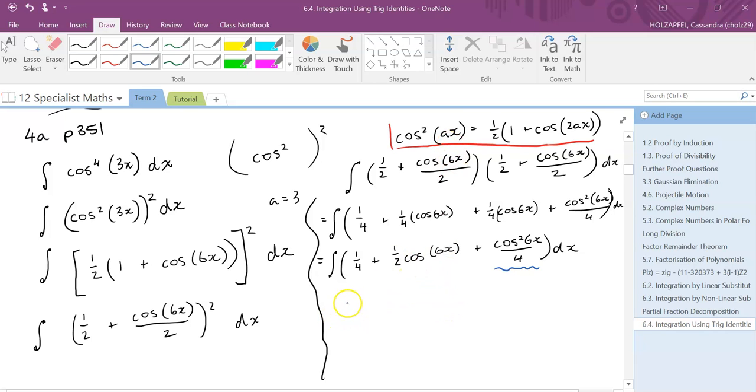So let's do this on this next line here, because this is getting a little bit more complicated now, because this is going to be cos squared 6x over 4. Actually, maybe what we can do just to make it a little simpler is we can put this 1/4 out the front here, and then that's going to give me 1, 2 cos 6x, and then 1 cos. So that might be a little bit easier for me to deal with.